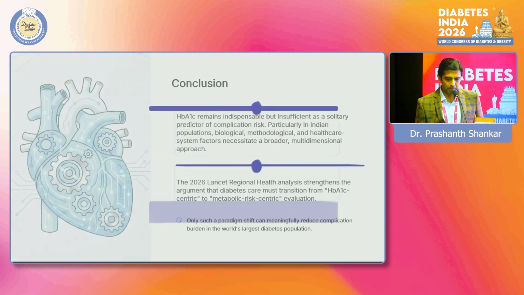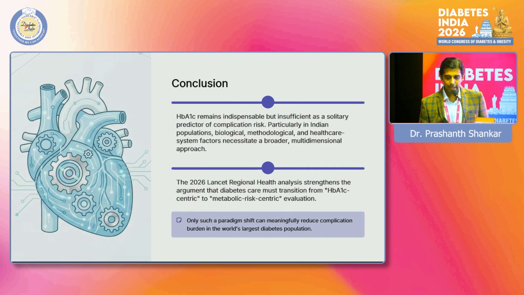So coming to the conclusion, HbA1c remains indispensable but insufficient as a solitary predictor of complication risk, particularly in the Indian population. Biological, methodological, and healthcare system factors necessitate a broader multidimensional approach. And the Lancet paper, which I showed, strengthens the argument that diabetes care must transition from HbA1c-centric to metabolic risk-centric evaluation. And only such a paradigm shift can meaningfully reduce the complication burden in the world's largest diabetes population.